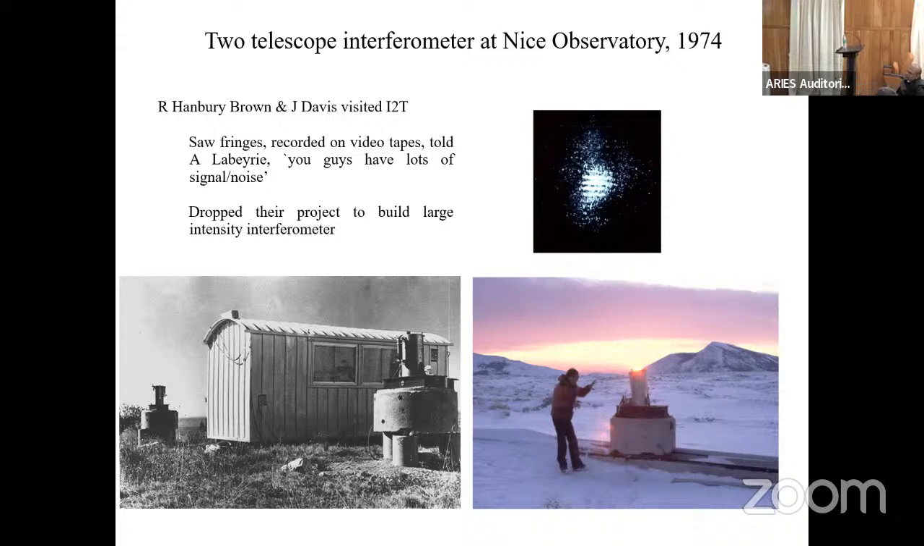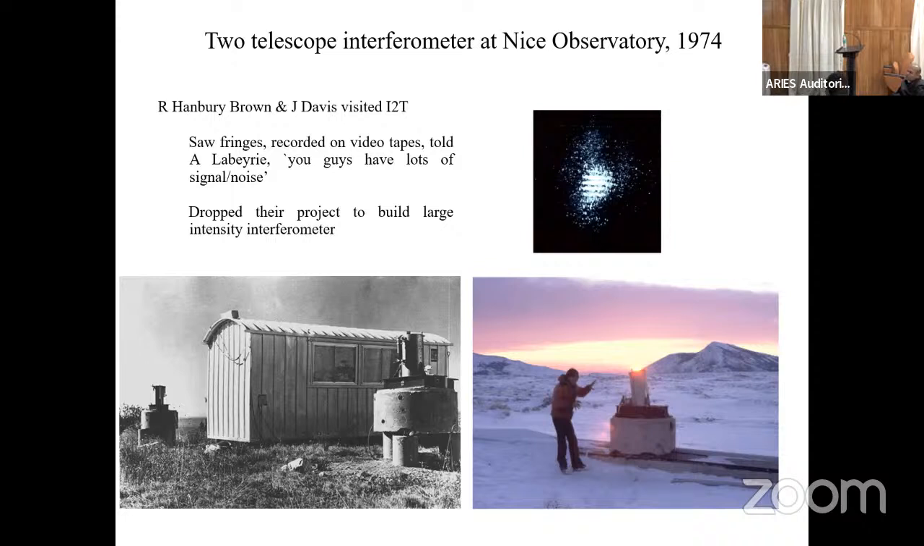So he came and visited. John Davis and Hanbury Brown came and met Labeyrie, saw the fringes like this one. Immediately he commented, "You guys have lots of signal to noise." Then he dropped the idea of going further with intensity interferometry. They stopped.